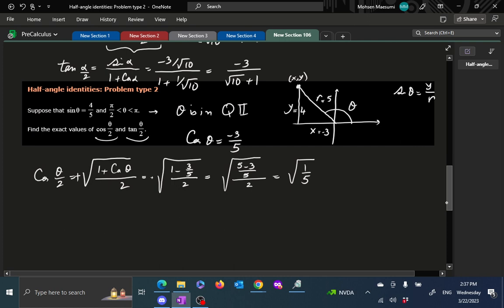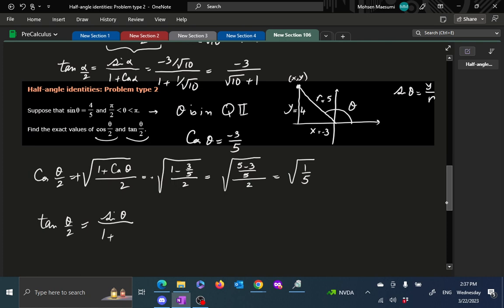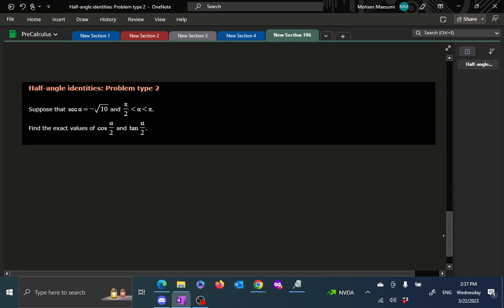How about tangent? Tangent of theta over 2 is again sine of theta over 1 plus cosine of theta. So my sine is given to me, it is 4/5. Cosine is minus 3/5. So this becomes 4/5 over 2/5, and that's going to be 2. And then we are done.